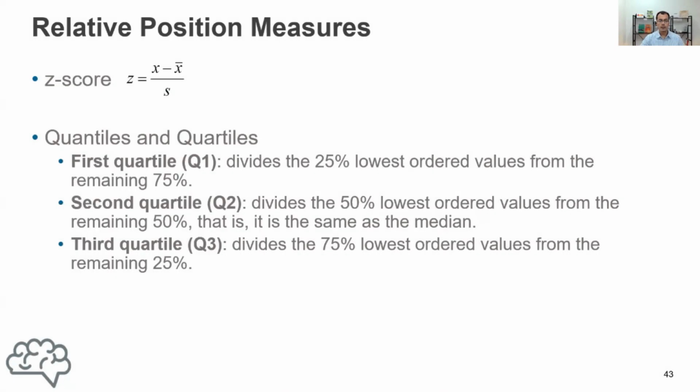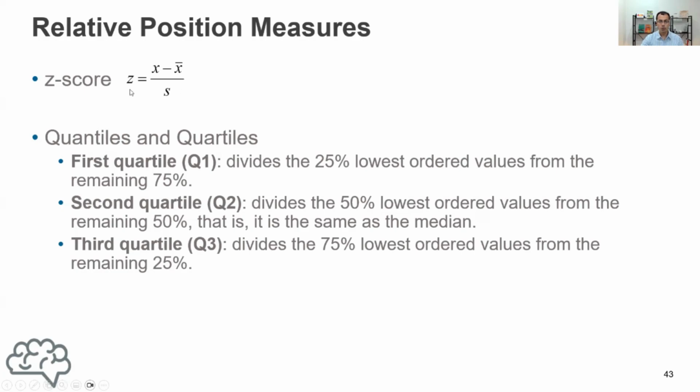We are going to study two relative position measures here. The first one is the so-called z-score, and the other ones are based on the quantiles. The z-score is calculated by taking the value that you want to compare, subtracting it by the average, and dividing by the standard deviation. So, in the previous example, if I wanted to know the z-score, I should subtract my grade, 6.3, to the average, 8.2, and divide the resultant value by the standard deviation.